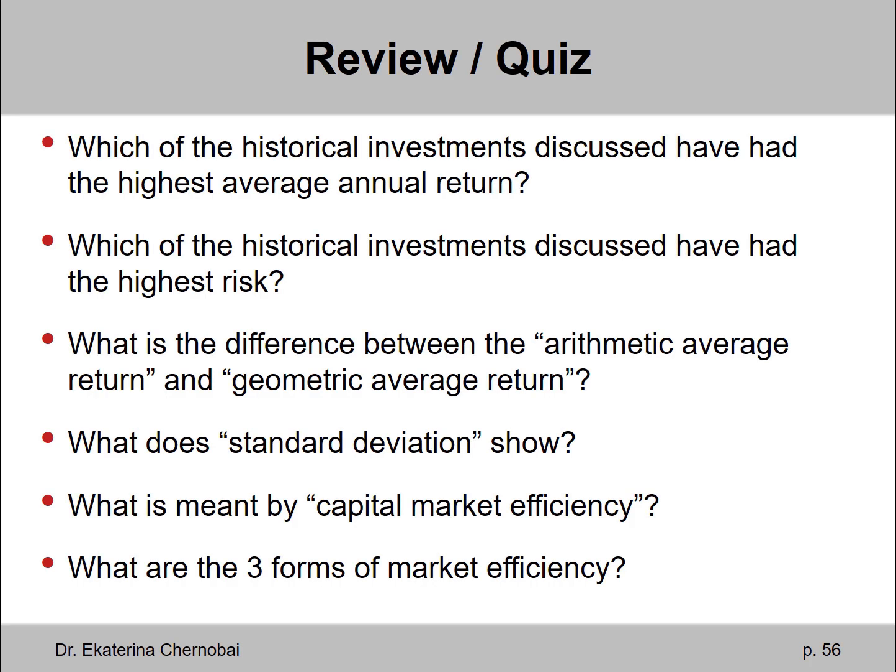Let's review chapter 12. First, we looked at the question: which of the historical investments discussed have had the highest average annual return? The answer to this question is small cap stocks, or small company stocks. That's the investment which has been growing the fastest, so it had the steepest trend in the investment value over time, which reflects the highest average return every single year.